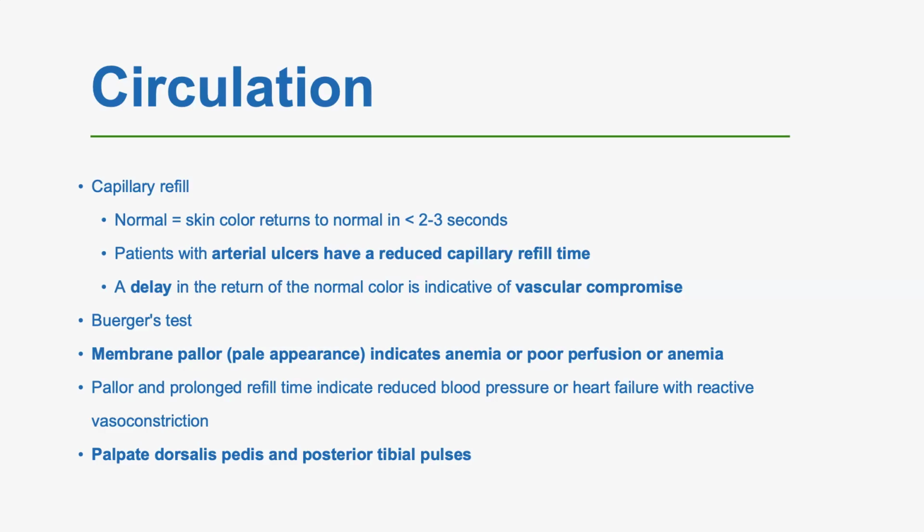The second part of the test, you're going to dangle a leg at the side of the table, 90 degrees in a dependent position, and you're going to see how long it takes for the limb or for the foot to turn pink again. In a normal test, this will be less than 30 seconds. And between that transition of pale to pink, there's going to be a deep rubor color, which is also called the sunset color.